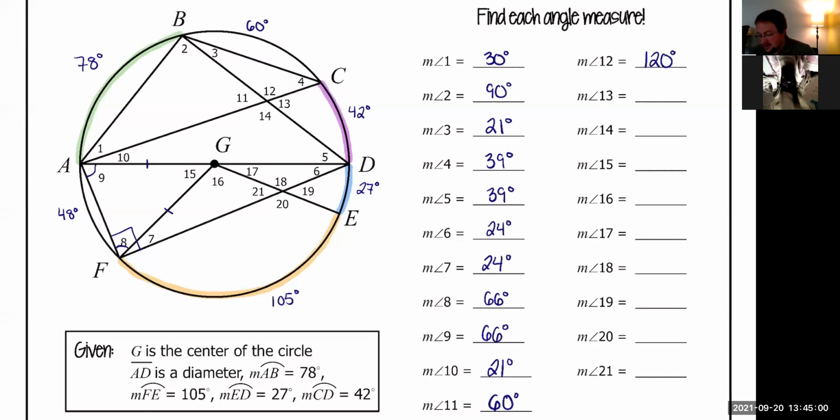How can I find angle 13 relatively quickly? You could subtract it from 180. I could even do it faster. What can you tell me about angles 11 and 13? They are vertical, which means they are congruent. So 11 was 60 degrees, 13 is also 60 degrees. What about angle 14? It's vertical from 12. 12 was 120 degrees, so 120 degrees for 14 as well.